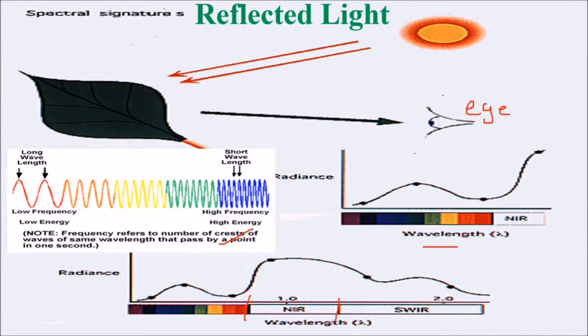For example, if you see here, these are the low frequency, meaning high wavelength, longer wavelength electromagnetic radiations. These are high frequency and short wavelength. Low energy because the frequency is less. High frequency means high energy. And what is frequency? Frequency refers to the number of crests or troughs of waves of the same wavelength that pass by a point in 1 second.